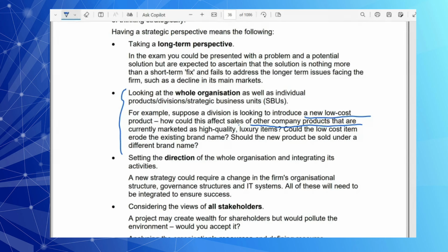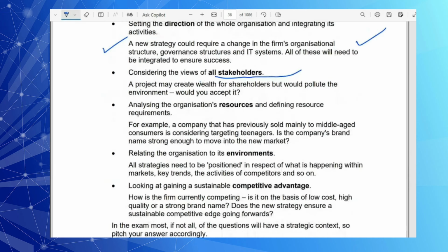The new strategy could require a change in the firm's organizational structure. So you have to see or advise the company whether it needs to improve the same strategy, or needs a new strategy. And consider the views of all stakeholders. I am sure you are well aware about stakeholders. Stakeholders are everyone who is linked with the company, like employees, suppliers, bankers, financial institutions, governments. So these are all examples of stakeholders, and you have to take care of all of them.